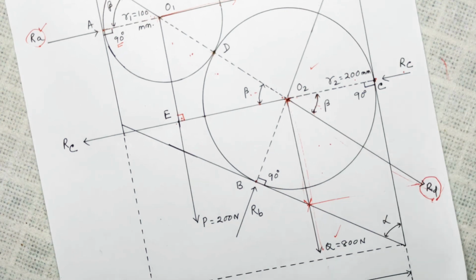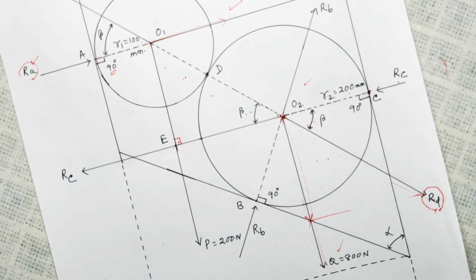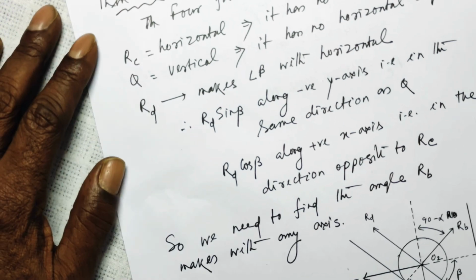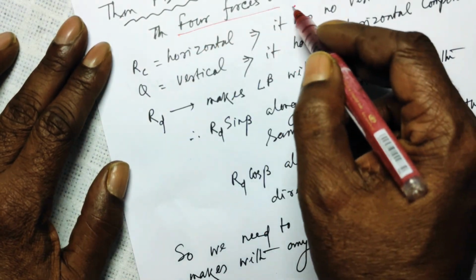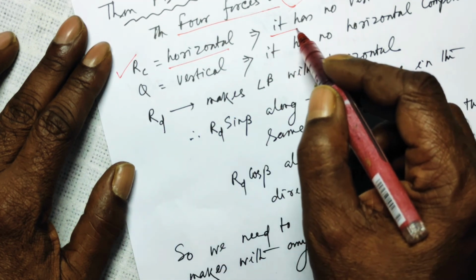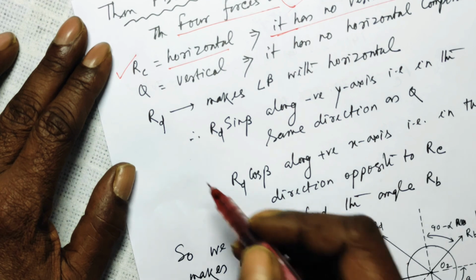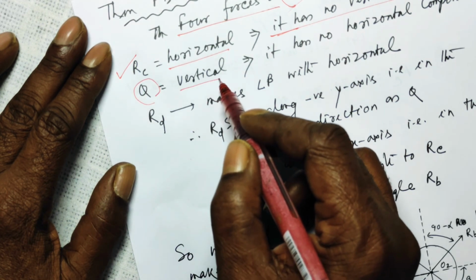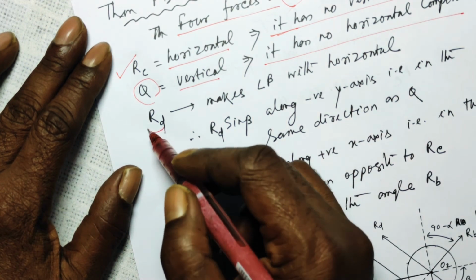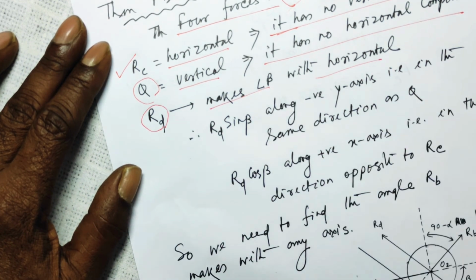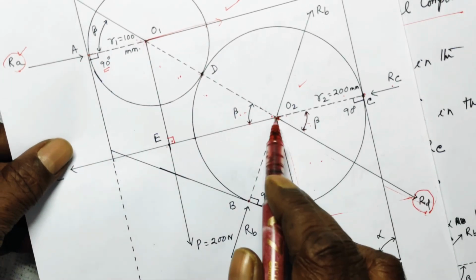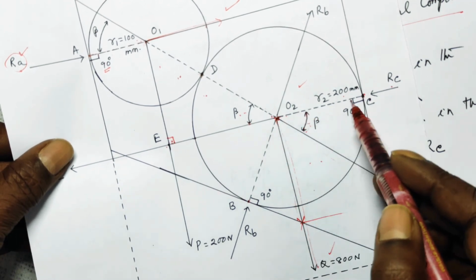So let me explain in a new diagram. The free body diagram at O2, there are 4 forces at O2. Number 1 is RC, which is horizontal, so it has no vertical component. Q, which I just showed, is vertically downward. It has no horizontal component. Therefore, RD makes angle beta with the horizontal.